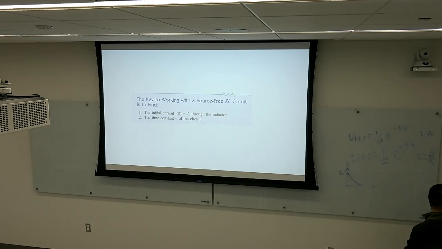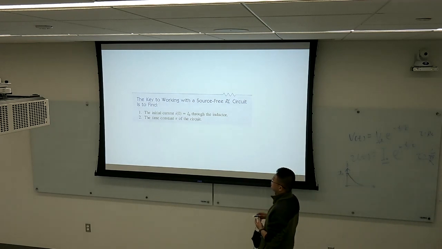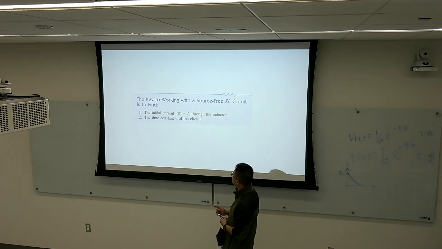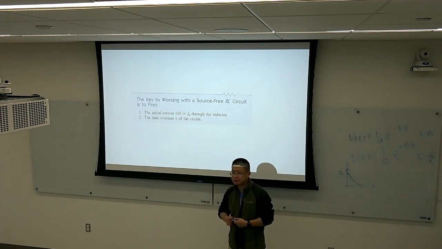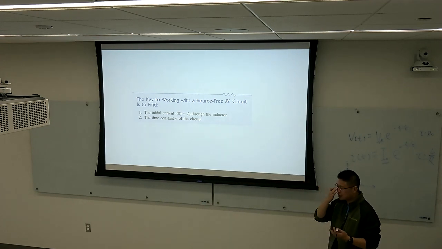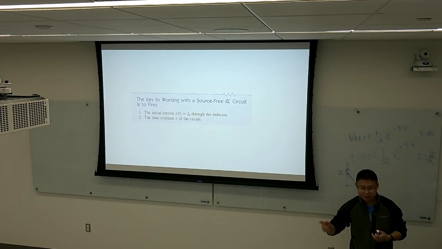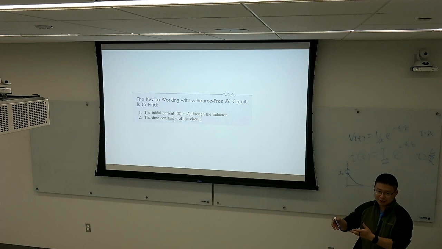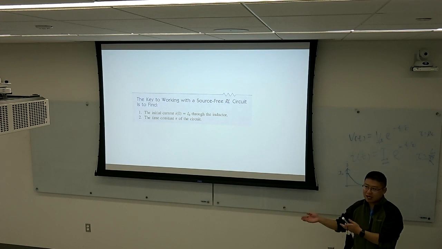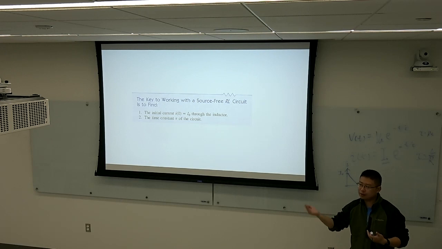So for the energy, all the initial energy is stored in the inductor, and then as time goes on, the energy is consumed by the resistor. The key to working with a source-free RL circuit is first to find the initial current through the inductor. Sometimes the initial current is given directly, but sometimes it is not. Instead, they give you a circuit and tell you the switch closes or operates at time 0. So you need to calculate the inductor current before the switch opens or closes.